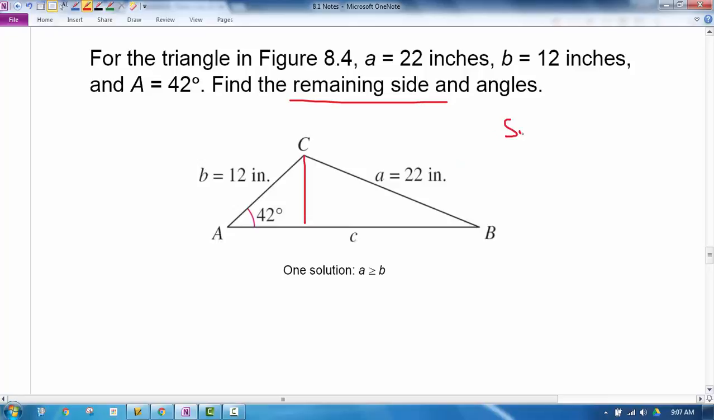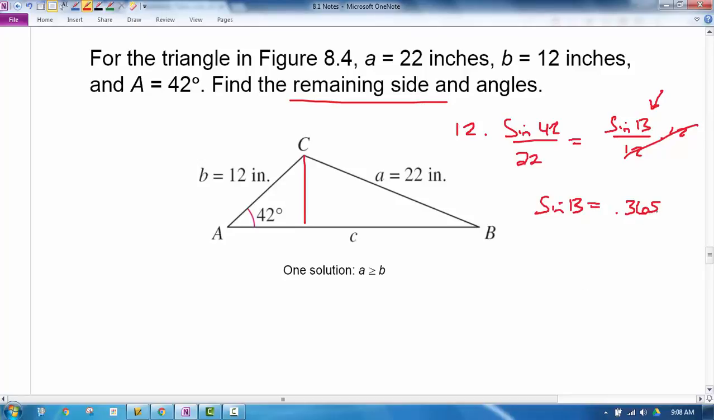I'm going to do the sine of angle 42 over its opposite side 22 is equal to the sine of angle B over its opposite side 12. And I'm going to solve for the sine of angle B in this case. So multiply both sides by 12, and we get the sine of angle B equal about 0.365. And I can take the inverse sine of 0.365 to get the angle B, about 21.4.